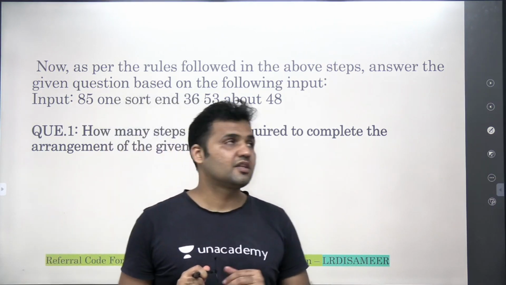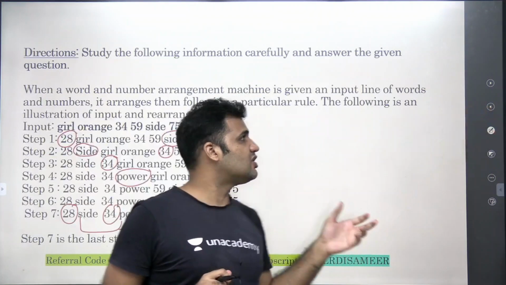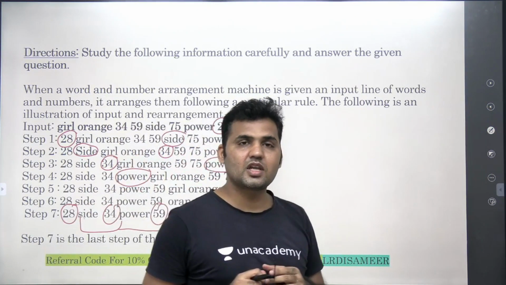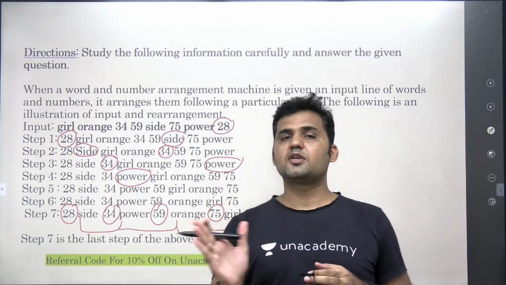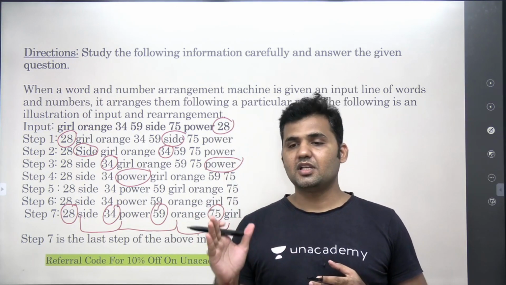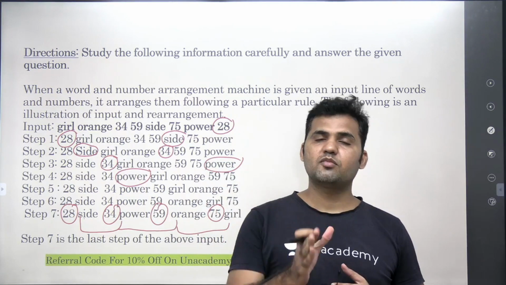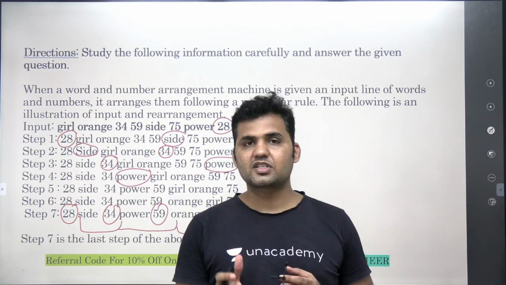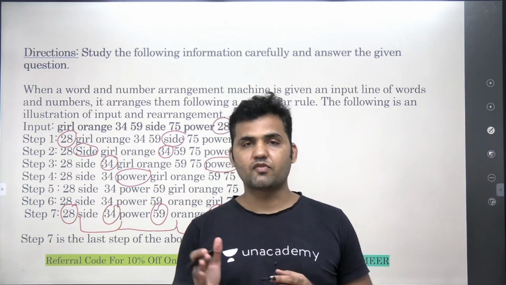The rule of this machine says that this machine is following the rules of taking the element on the left hand side. And this machine is taking one element at a time on the left hand side. In the first step, a number is taken. In the second step, a word is taken, right?